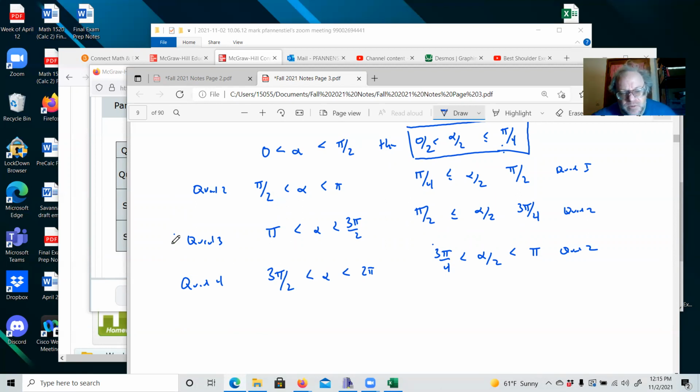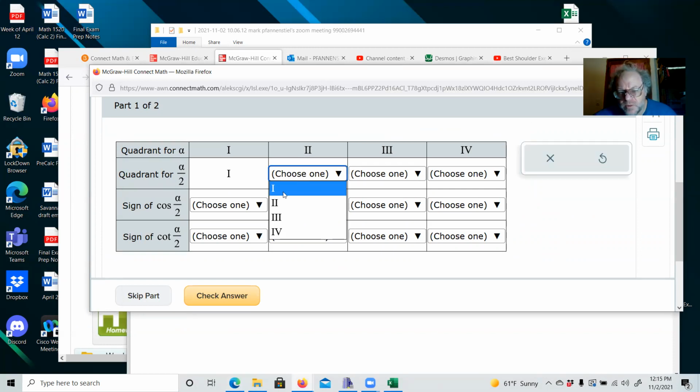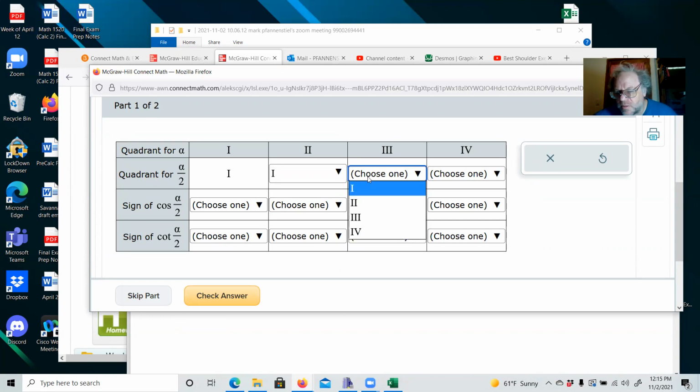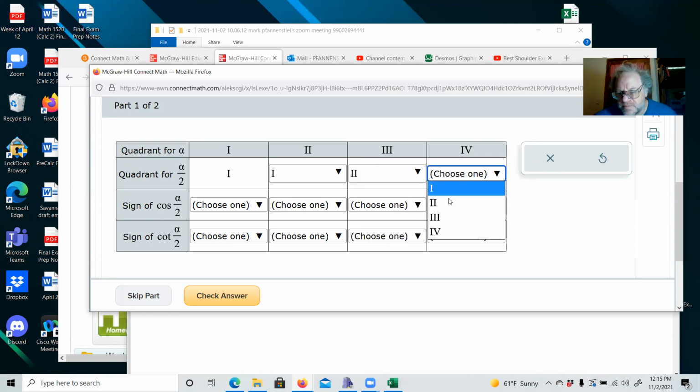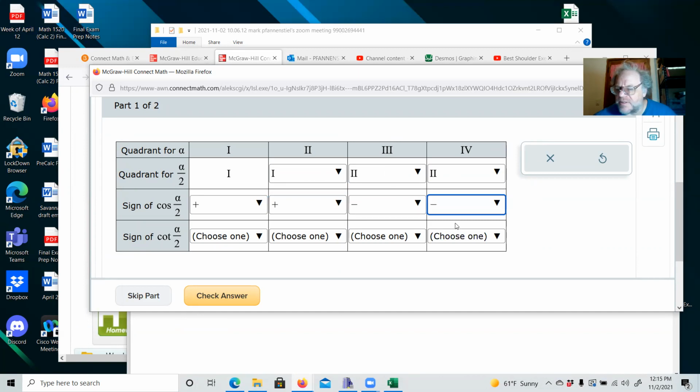So I don't know how much of this we're going to fill in. Quadrant for alpha over 2: for the second quadrant, we're still in quadrant 1. For the third quadrant, we've gone into quadrant 2. And for the fourth quadrant, we've gone to quadrant 2. Cosine is positive. Cosine is positive. When alpha is in the third quadrant, we map it back to the second quadrant. So cosine is negative there, and cosine is negative there.